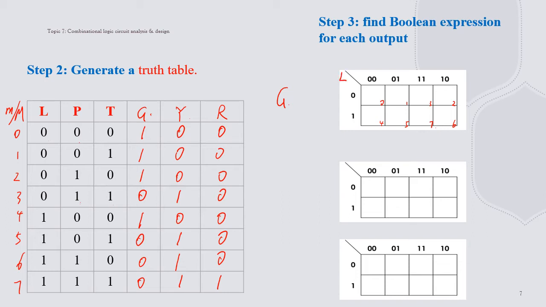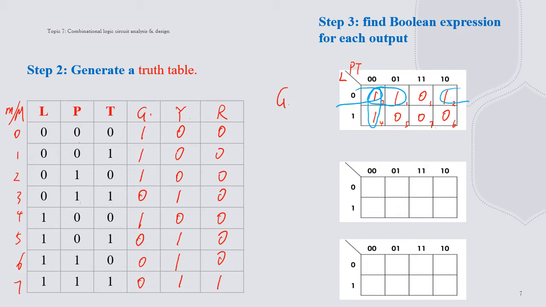So if this is L, this is P, T, we can translate the truth table for the green light, which is 1, 1, 1, 0, 1, 0, 0, 0. Okay, remember how to group this. We look at this one, we can group these 2 together. When we look at this one, we can find that these 2 are adjacent, so we can group these 2 together. And also for this one, we can group these 2 together.